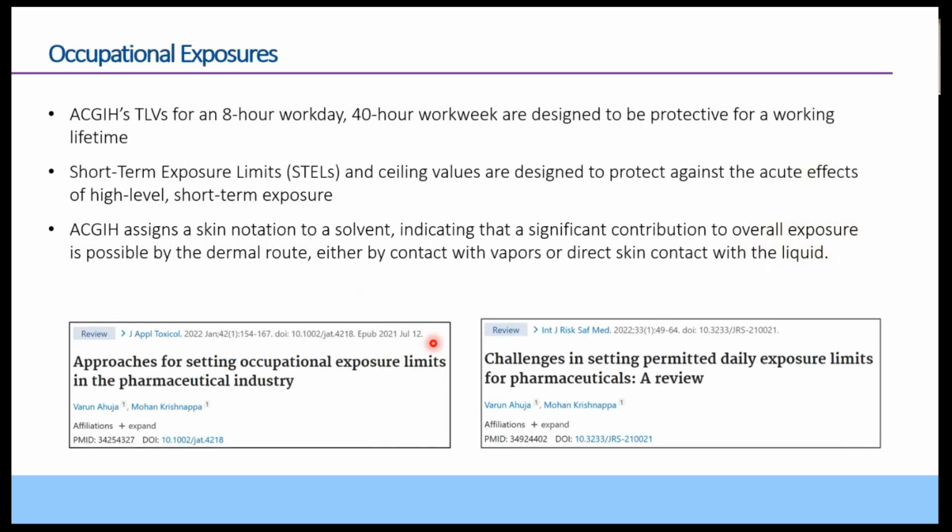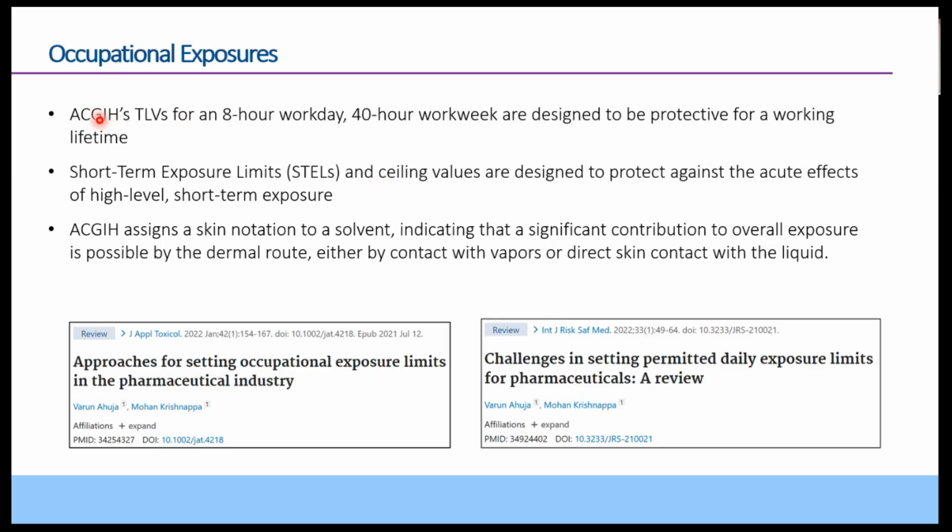Then coming on to the occupational exposures. Although I know that there will be a separate lecture covering the occupational exposures, so I'm not going into the details. I am just covering here whatever is given in this chapter.